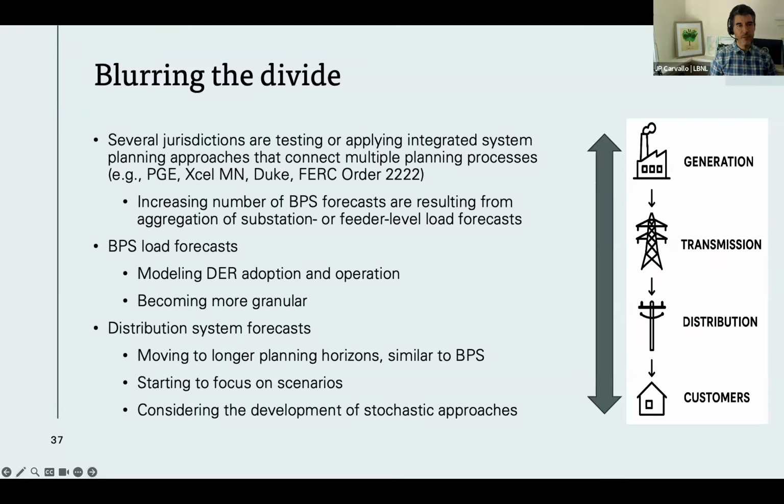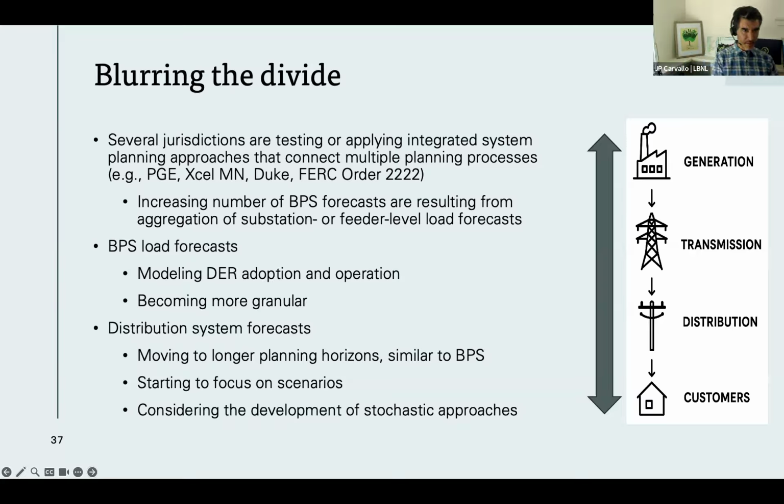So there's an increasing number of bulk power system forecasts that result from aggregations of feeder level load forecasts, essentially looking at the distribution system plan and building from that to bring it up to the bulk power system level. This is particularly common in vertically integrated utilities that do not participate in ISO RTO territory and have full control of the value chain. The bulk power system load forecasts are starting to trend into what the distribution systems have done in terms of modeling the DER adoption and operation and becoming much more granular.